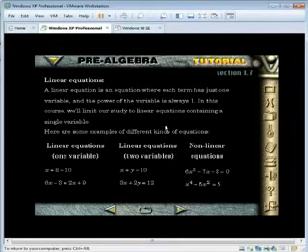Linear equations. A linear equation is an equation where each term has just one variable, and the power of the variable is always 1. In this course, we'll limit our study to linear equations containing a single variable. Here are some examples of different kinds of equations. Linear equations, 1 variable. Linear equations, 2 variables. Non-linear equations.